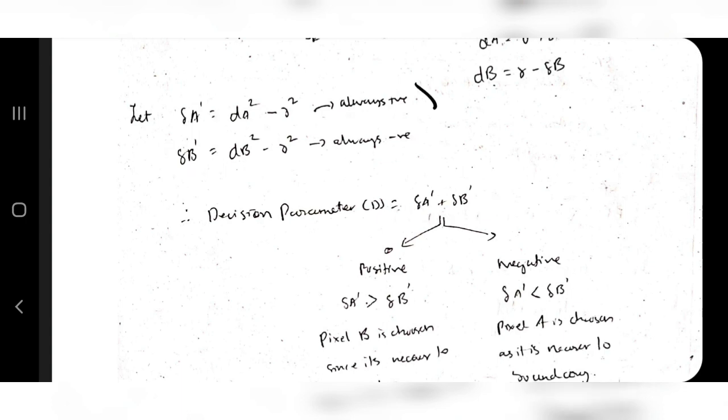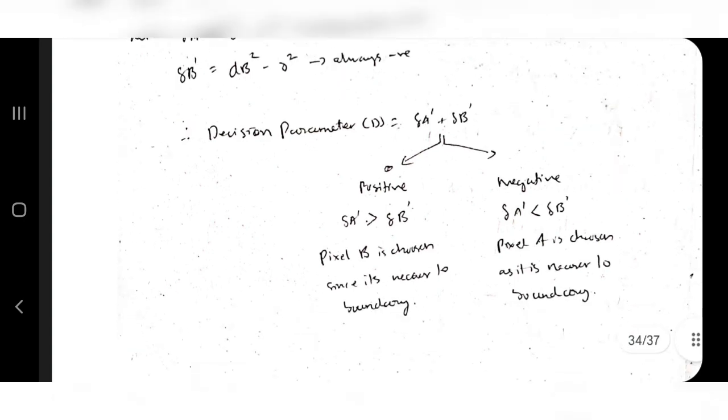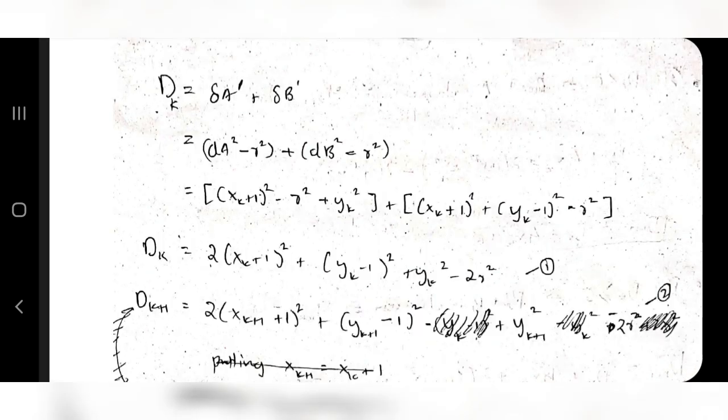On the other hand, if this was minus 3, what answer do we get here? If you add them up, we'll get a positive answer greater than 0. A positive answer means the positive term is greater, that means the del A value is greater, so B is nearer to the boundary. So if it's a positive value, B is chosen. The decision parameter is written here with del A and del B. What is del A? dA square minus r square, and del B is dB square minus r square.